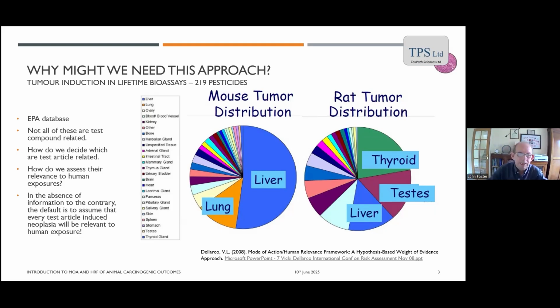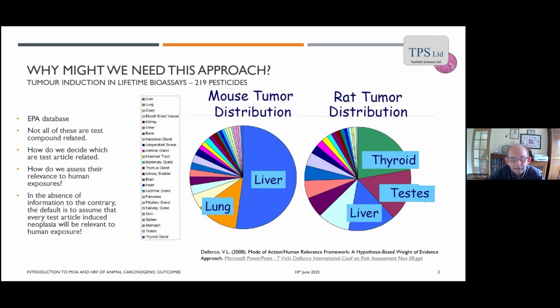Much of that was based upon opinion, but the regulatory outcome for most of this was, in the absence of information to the contrary, the default is to assume that every test article induced neoplasia, and you do have to decide whether it's test article related, of course, but every test article induced neoplasia will be relevant to human tissue or human exposure.